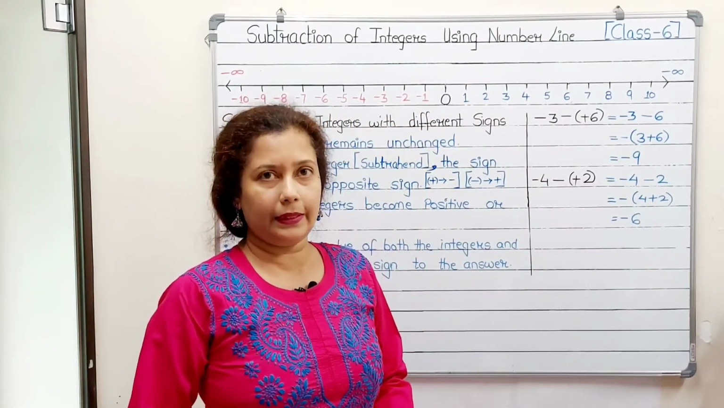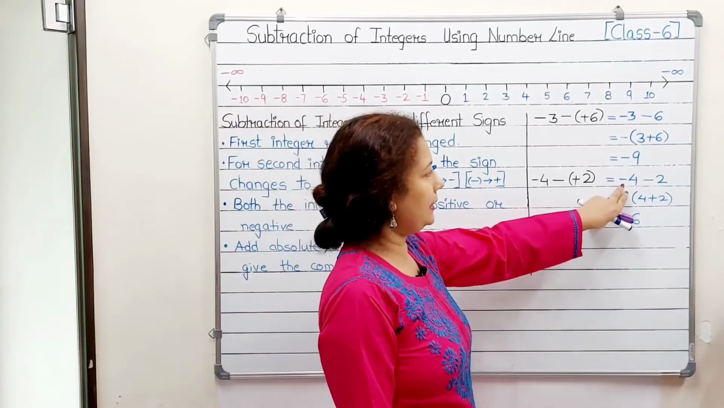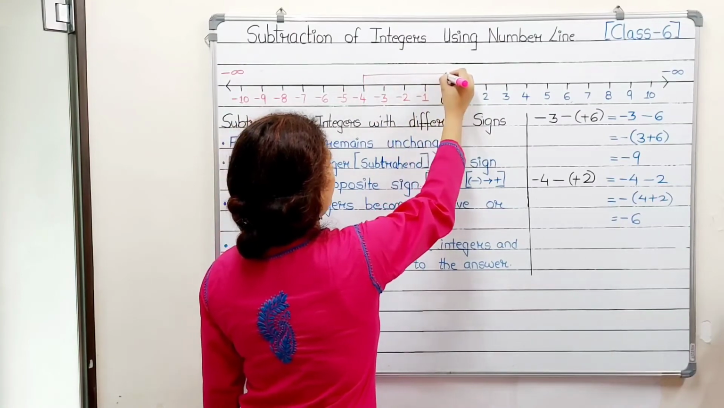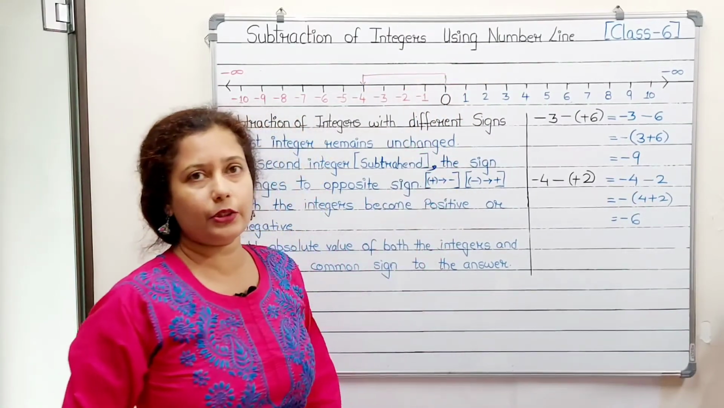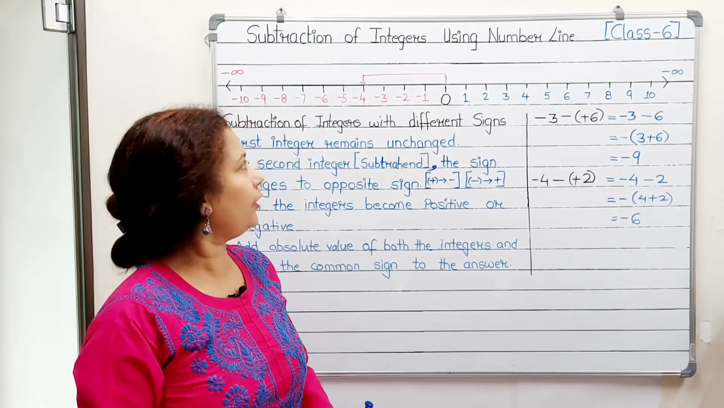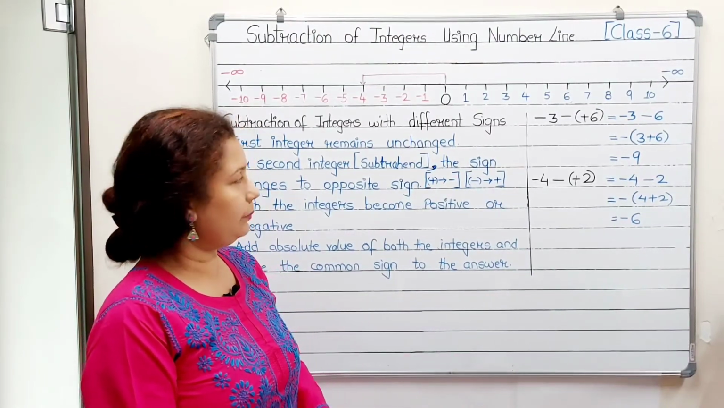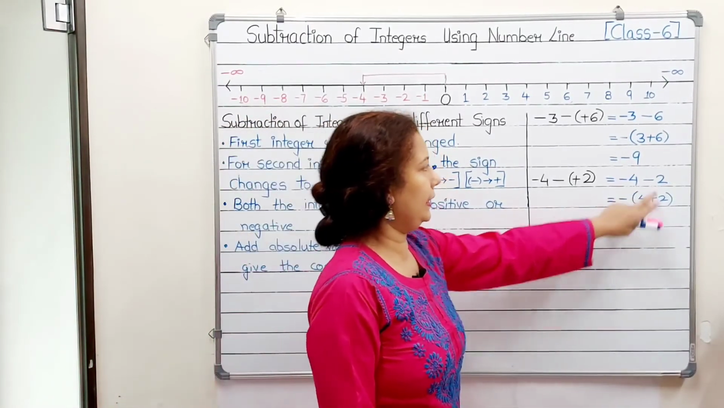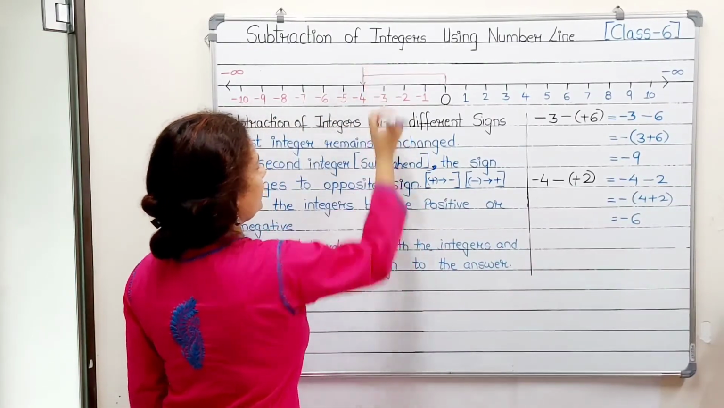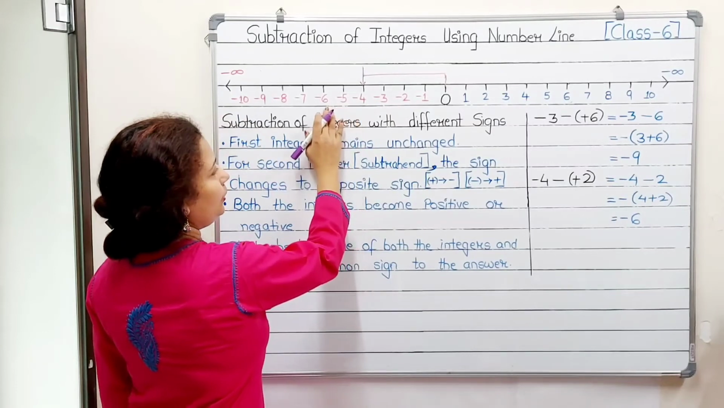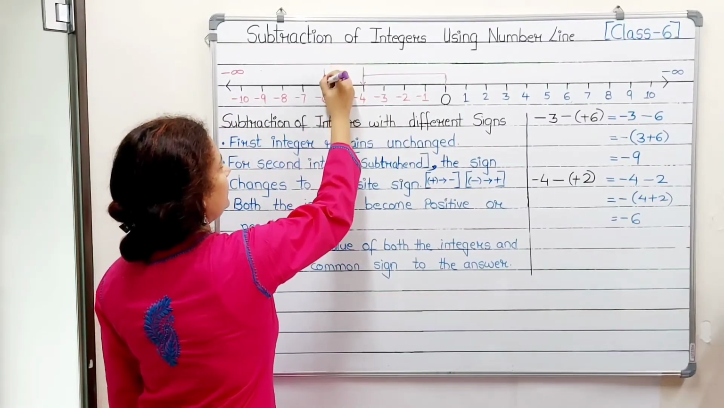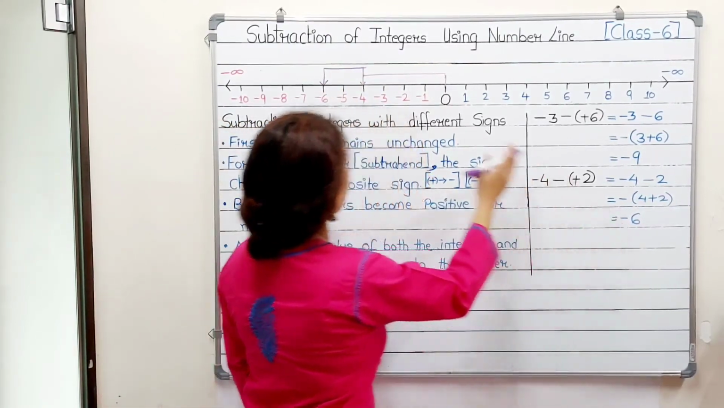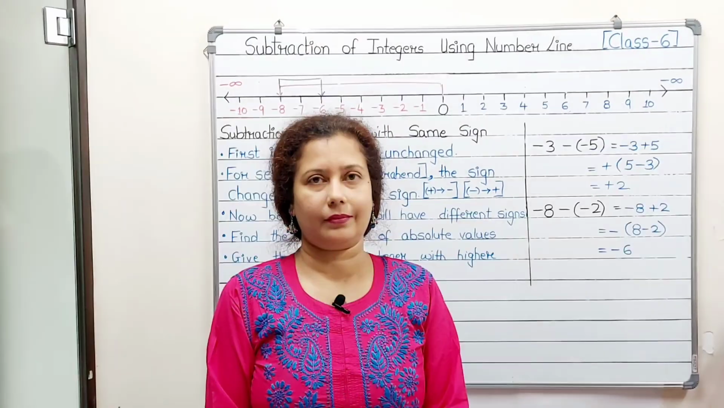Now marking on the number line. The first integer is minus 4. So from 0 we will move on the left side of the 0 and mark the first integer minus 4. From the first marked integer, we will move to the left side again because the second integer is also negative. So from the first marked integer, that is minus 4, we will count 2 units, 1, 2 and reach minus 6. So the final answer is minus 6.